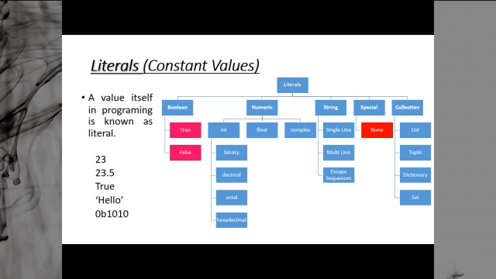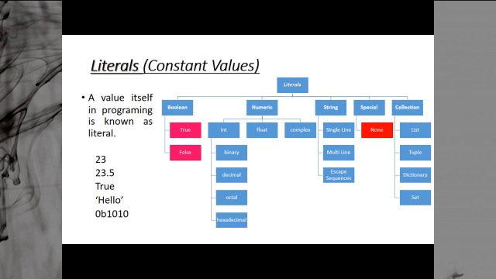Square root of -1 cannot be calculated. Then we have strings. We have different types of strings: single line strings, multi-line strings, and escape sequences. So these are the strings.